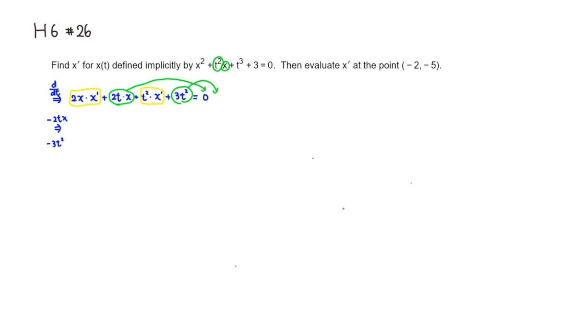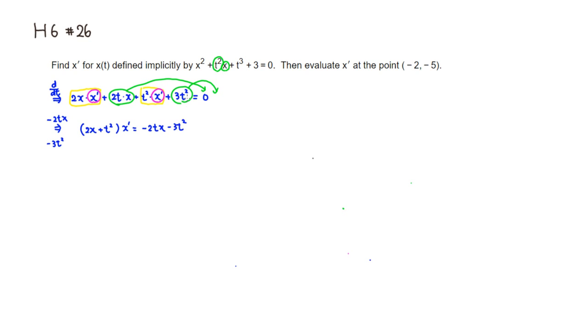Then I'm going to take the common factor out. You have x prime here and x prime, and I'm going to factor it out, so I put the x prime here. What's left is 2x from there, so we have 2x, and then you have a t squared, so plus t squared. Everything else goes on the other side, so it's going to be a negative 2tx and a negative 3t squared.